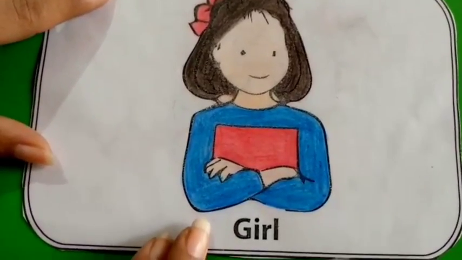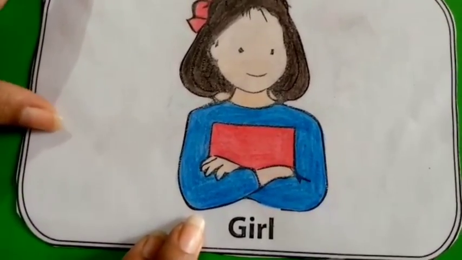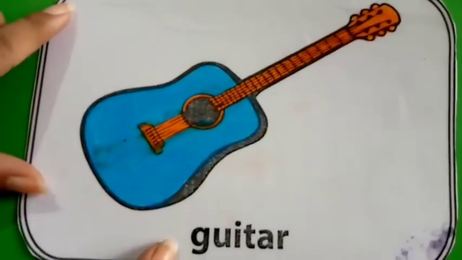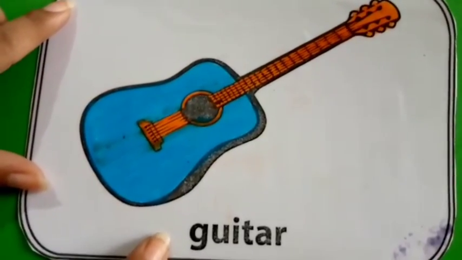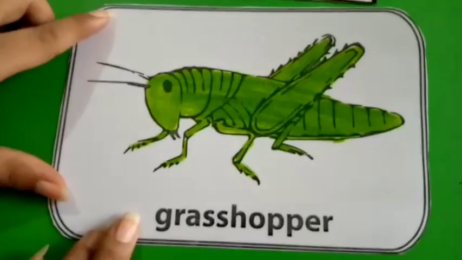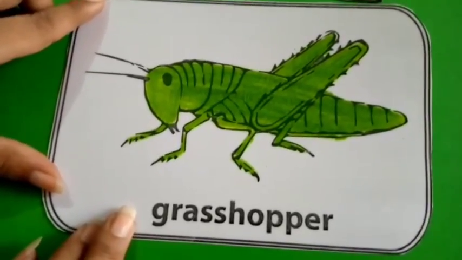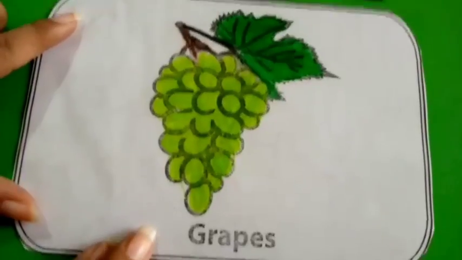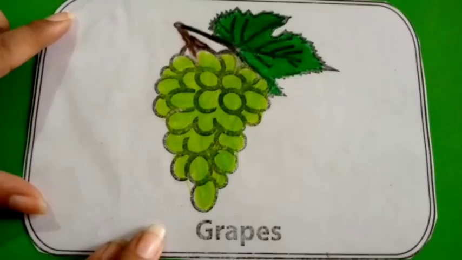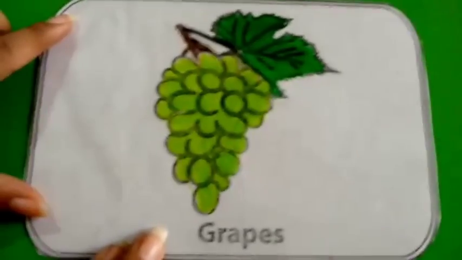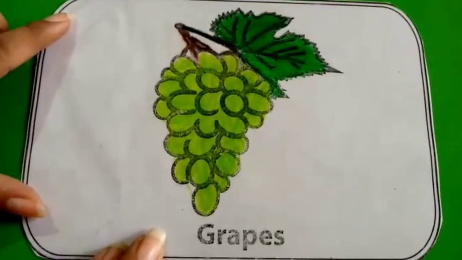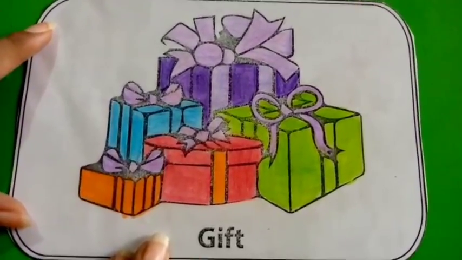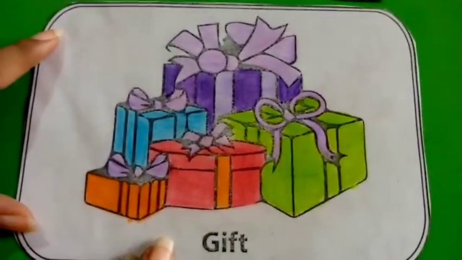Girl. Girl. Goat. Guitar. Guitar. Grasshopper. Grasshopper. Wow, very yummy and juicy. Grapes. Grapes. Wow. Gift. Gift.